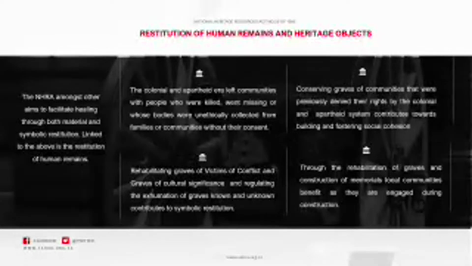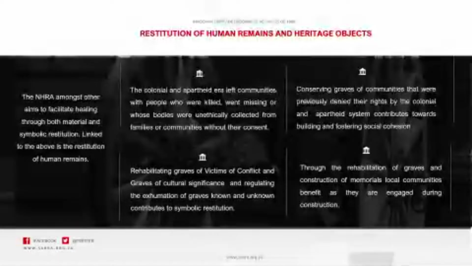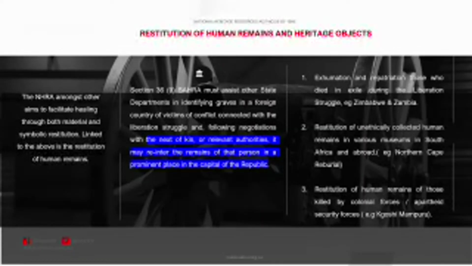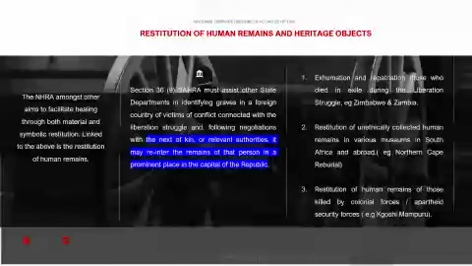And then as SAHRA, we also rehabilitate graves of victims of conflict. And we regulate the exhumation of graves that are known and unknown to contribute to symbolic restitution. And this is something that my colleagues, the RRO, are busy with, which is a restitution and repatriation of human remains. This is a part of the legislation that speaks to the reburial of human remains within the Republic, especially those that died outside South Africa, for them to be repatriated back, particularly those that were involved in the liberation struggle.